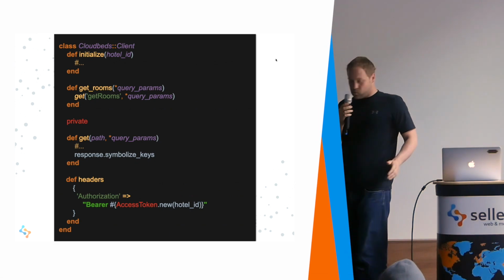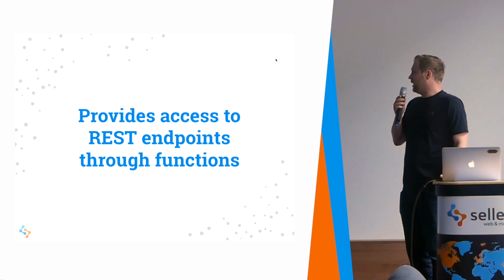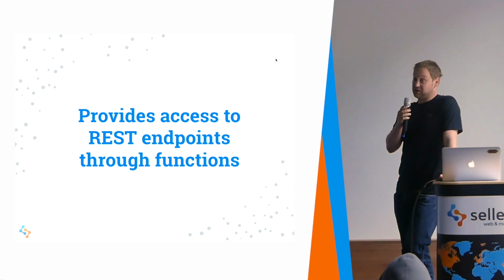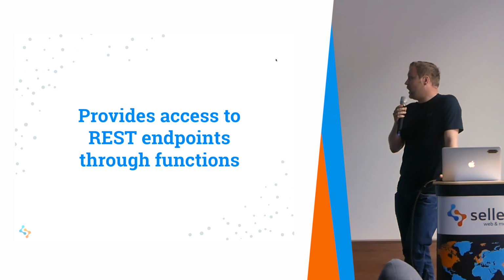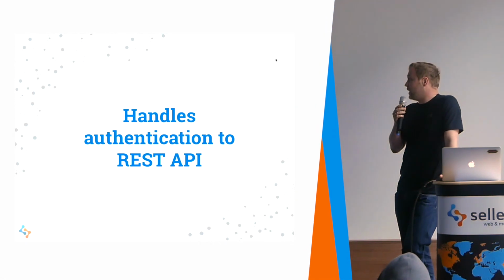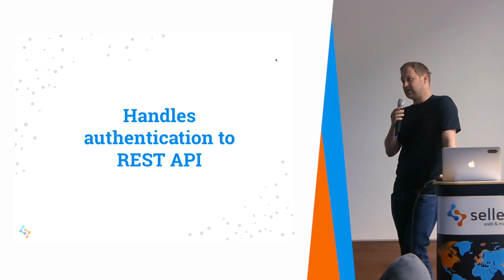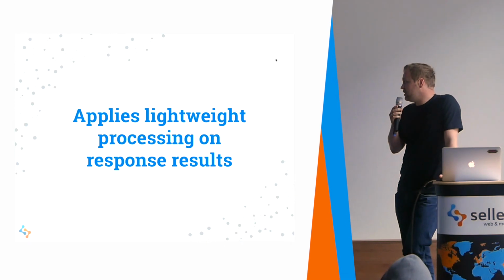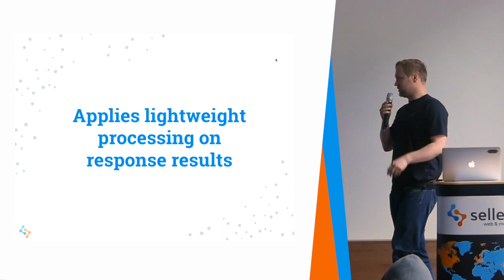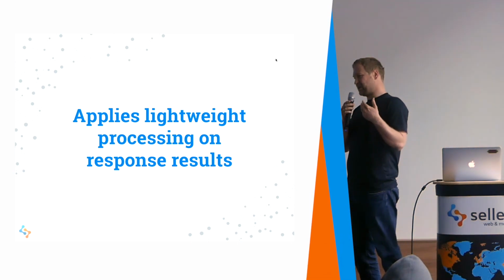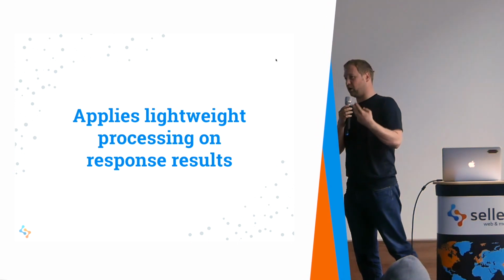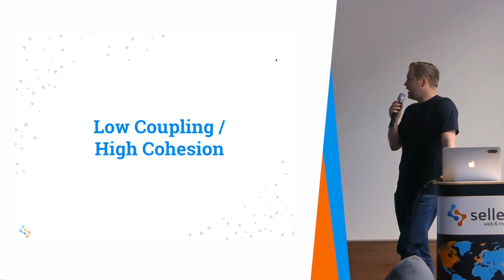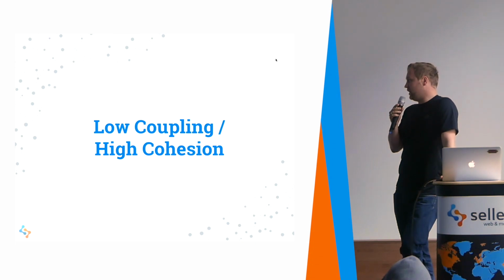So basically, what we can see here, this class provides access to a REST endpoint or JSON API endpoint, who knows, of a given service. It handles authentication to this API somehow. We don't know how, but it's irrelevant here. And it applies some lightweight processing on the response results. So those are three responsibilities. Can we call those responsibilities? So here comes a concept of low coupling and high cohesion.